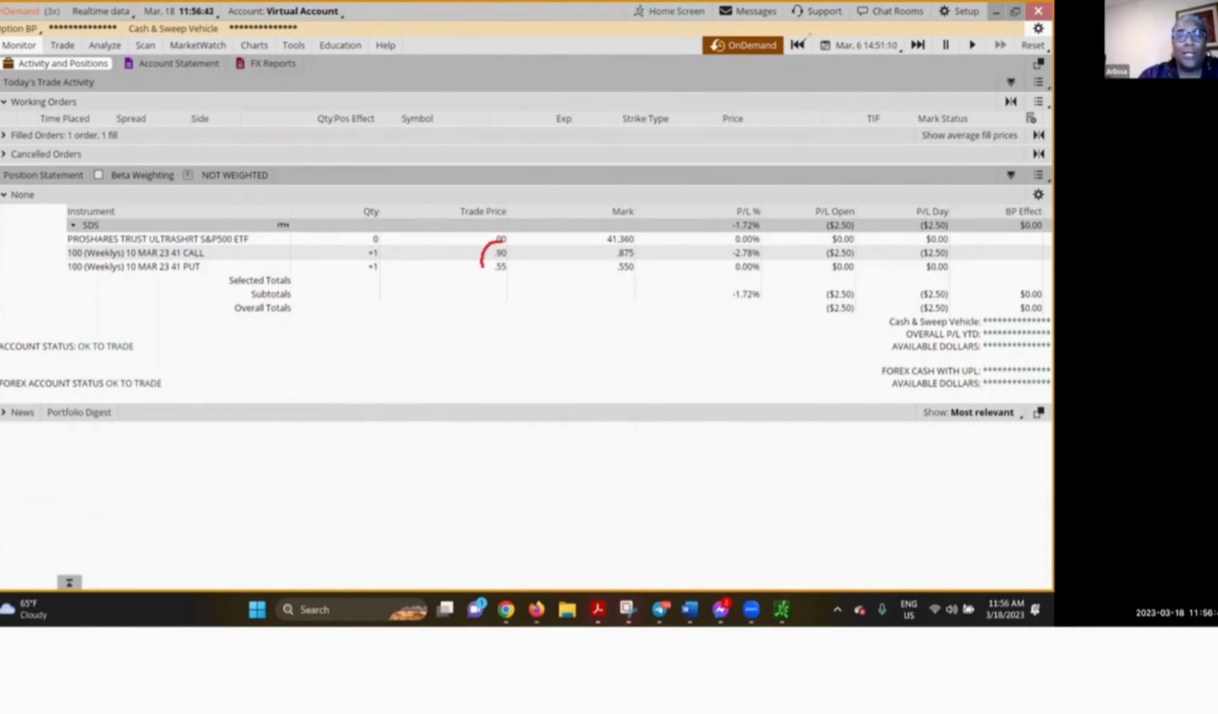Oh my goodness. Okay, so this is the trade. This is what we paid for the trade. Okay, this is what we paid here in this column. Mark is basically what it is currently, which is about the same spot at this point. And your P&L open is going to tell you basically, are you in the money or not?